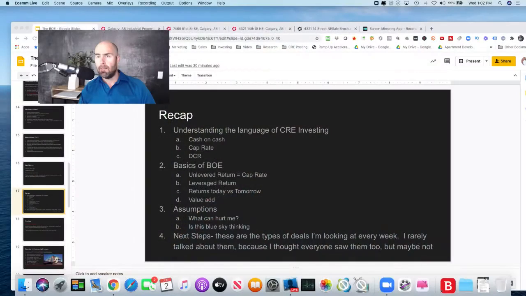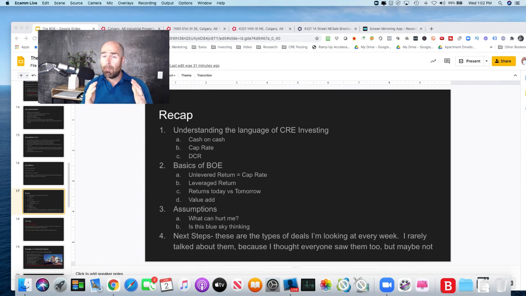So let me just flip over here one last time, and we'll just talk about a quick recap. I've got to go quick because I've got a call coming up. All right. So we talked about understanding the language of commercial real estate. I think the really big ones are cash on cash, cap rate, and then just understanding debt coverage ratio or leverage returns. Okay. So those would be really high level.